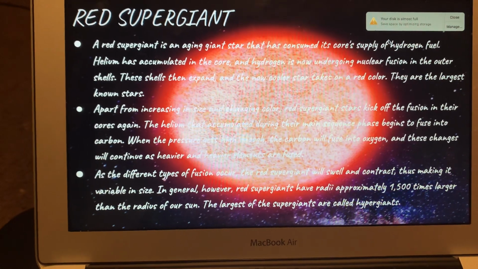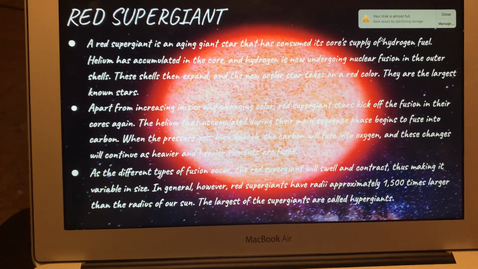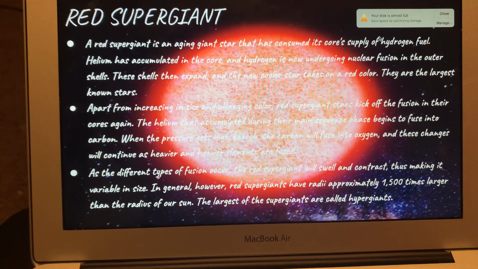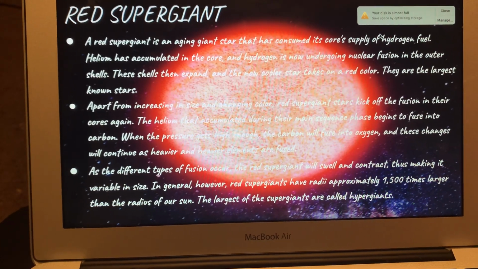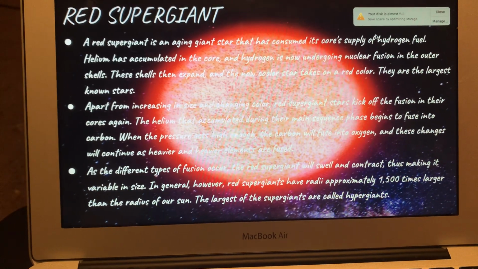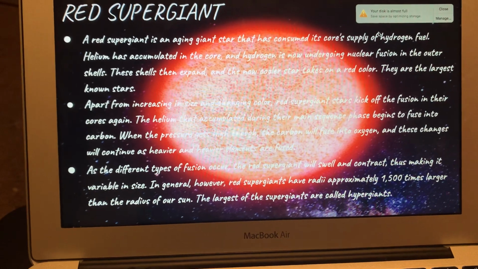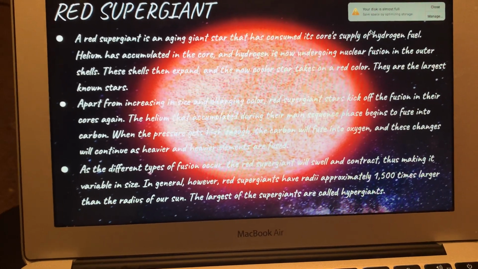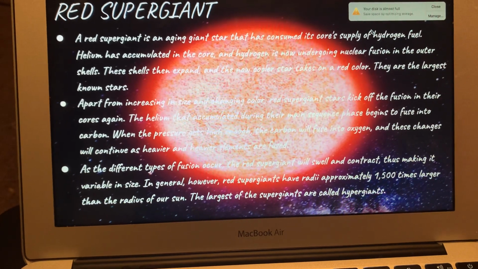Apart from the increasing size and changing color, red supergiant stars kick off the fusion in their cores again. The helium that accumulated during their main sequence phase begins to fuse into carbon. When the pressure gets high enough, the carbon will fuse into oxygen, and these changes will continue with heavier and heavier elements as fuel.